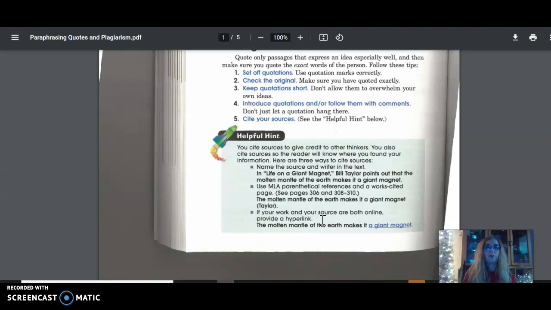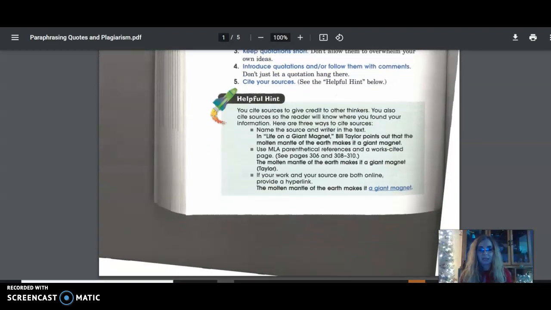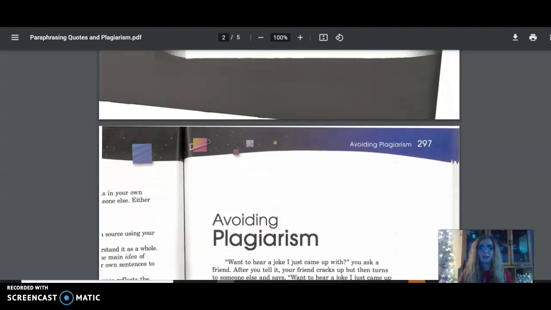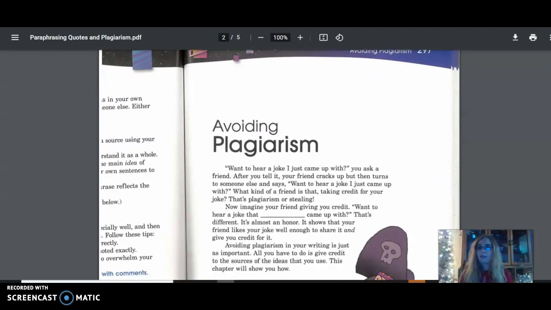For example, if you were looking at like the CDC website, you're probably not going to find an author. It's just going to be, via the CDC. Okay, and so this last example here just gives the information, and this is linked. This is a linked hyperlink, but again, I'm not expecting that, so I'm just going to move past that quickly. Okay, avoiding plagiarism.